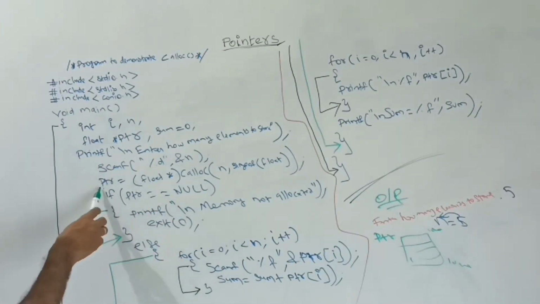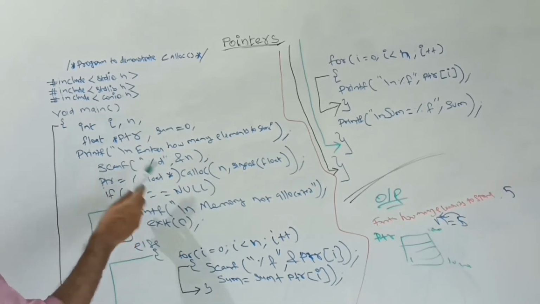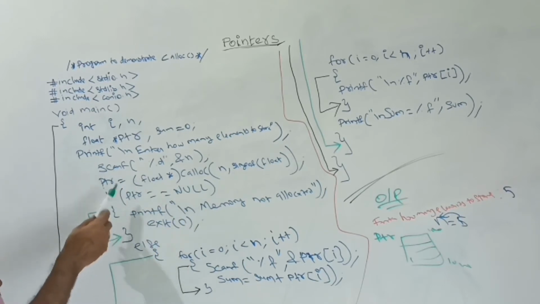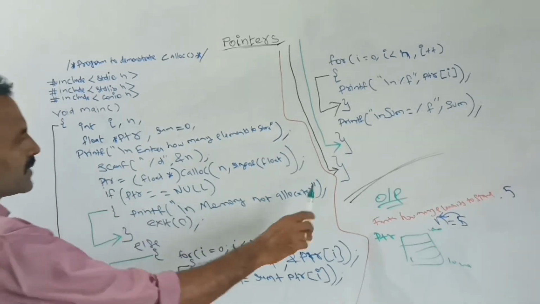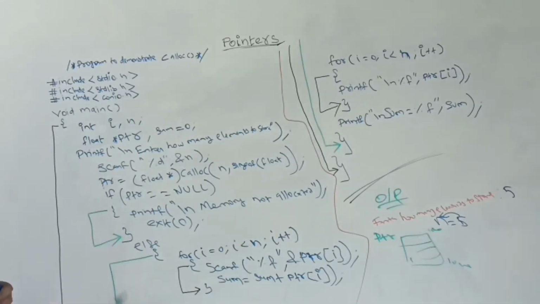base address to ptr. Otherwise, instead of storing the base address, if the memory was not allocated, ptr is equal to null, this will be stored. So if it is null, then I am telling it to print memory not allocated, otherwise I am storing the values for the allocated memory.